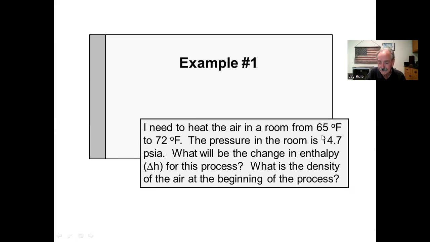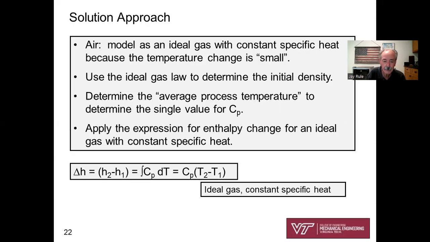I see that I'm just heating the air in the room from 65 to 72. That looks like 7 degrees F. That's not too much. So we're going to treat air as an ideal gas with constant specific heat, and write that down on our homework solution. Air modeled as an ideal gas with constant specific heat, since the temperature change is small. We will use the ideal gas equation of state to determine the density.